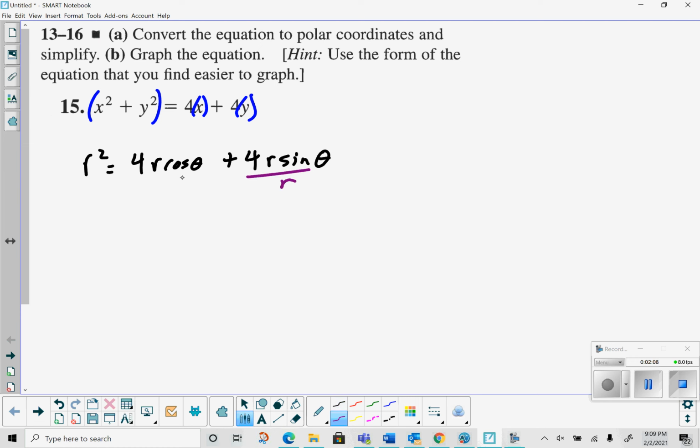So if I divide this by r, I should divide that by r, and I need to divide every term by r. R squared divided by r, that'll get me r to the first, and then I'll have 4 cosine theta plus 4 sine theta. And that seems to be pretty much as simplified as we can get. Now, if we really wanted to, I guess, we could factor out a 4 from both of the terms on the right-hand side. Not really sure how that's going to be all that helpful.